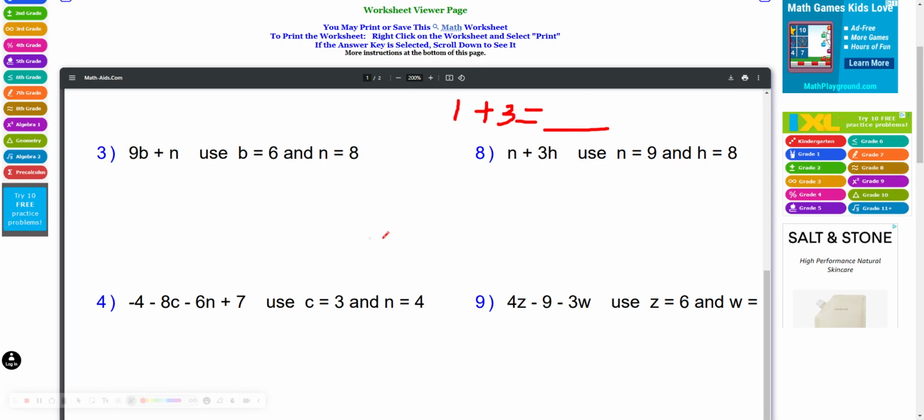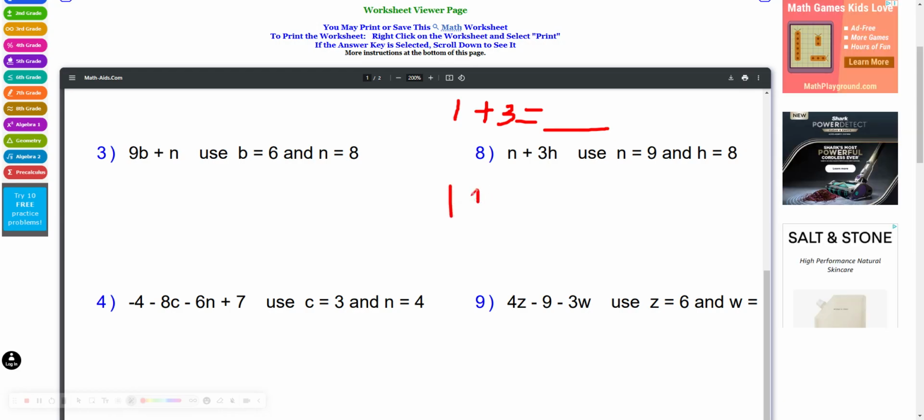Here's what algebra looks like. 1 plus 3 is equal to n. That's the difference. Instead of just having a blank, we're going to use variables, which are letters. And we use these letters to stand in place of an unknown value.